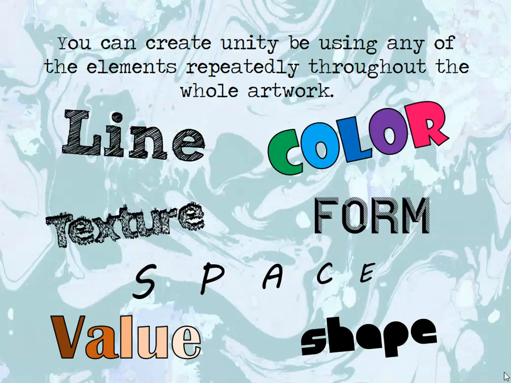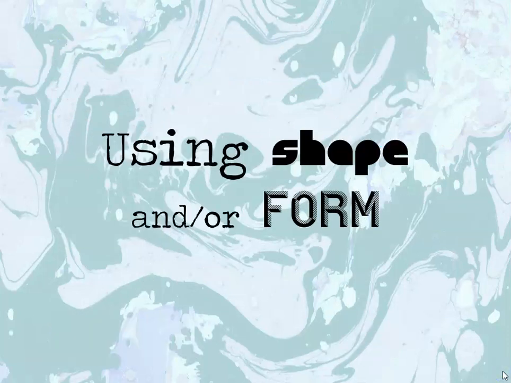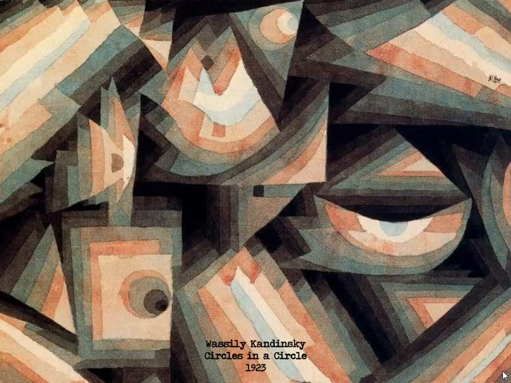You can use any of the elements repeatedly throughout the whole artwork to create unity, whether you use line, texture, space, value, color, form, or shape. So let's look at some examples of these. Let's start by repeatedly using shape to create unity in some artwork.